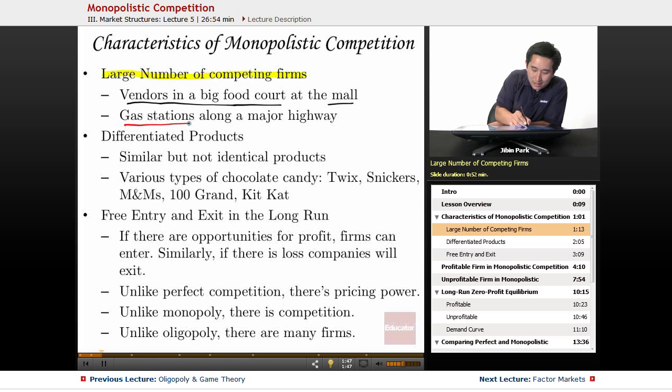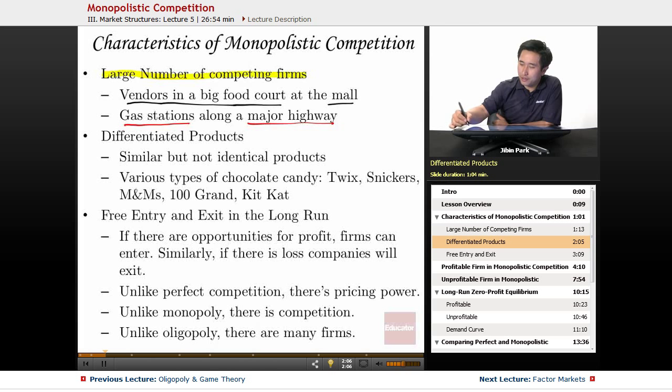Or it could be like gas stations along a major highway. You can go to Unocal, you can go to Shell, you can go to Chevron. They're all very similar, but not identical. So there's going to be a large number of competing firms, competing for your dollars, basically.